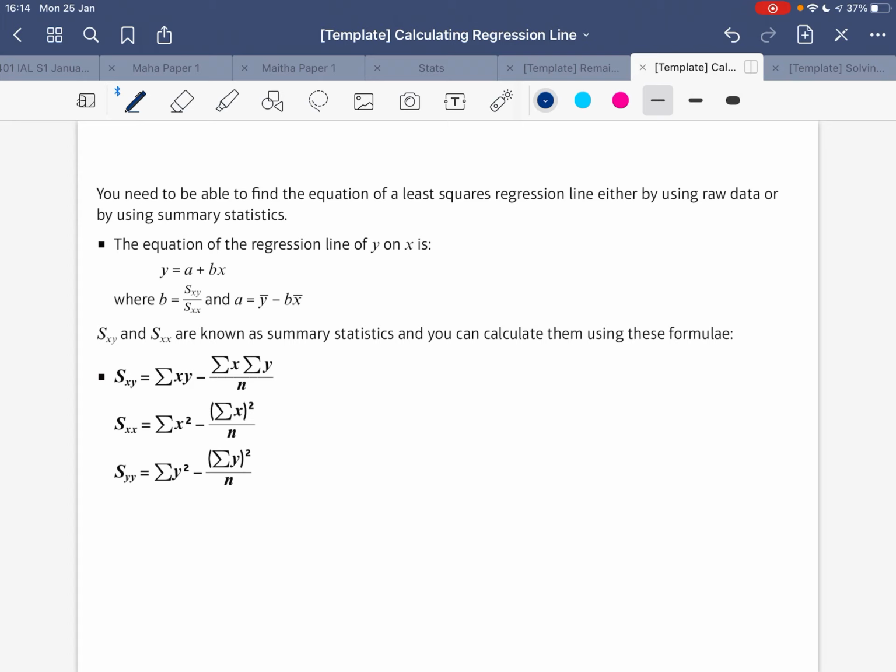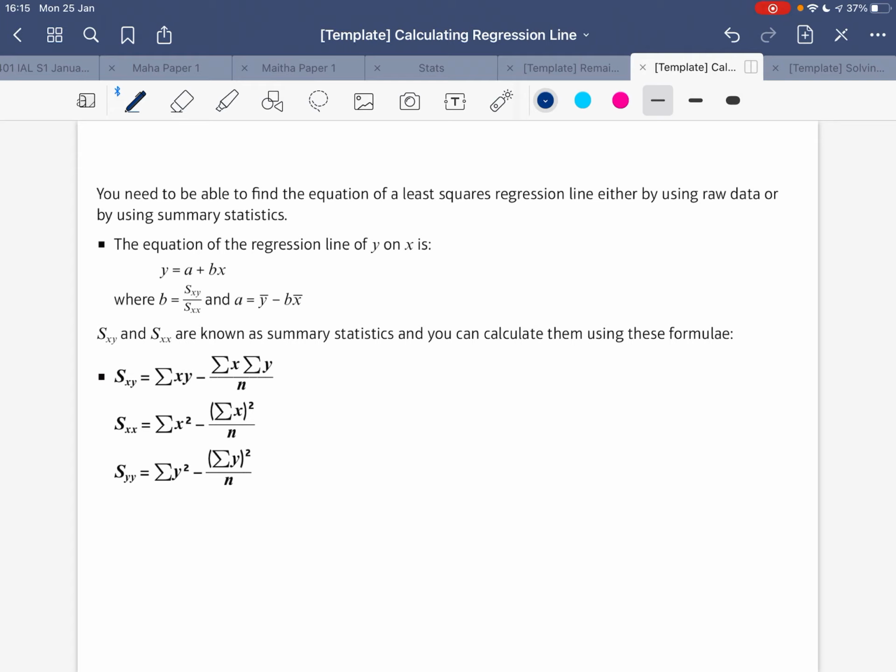So the basic equation is y equals a plus bx, where b is Sxy over Sxx, and a is equal to y bar minus b x bar. Sxy and Sxx are known as summary statistics, and you can calculate them using the formulas below. Sxy is the sum of xy minus the sum of x times the sum of y, over n. n is however many pieces of data you have. Sxx is the sum of x squared minus the sum of x all squared, again over n.